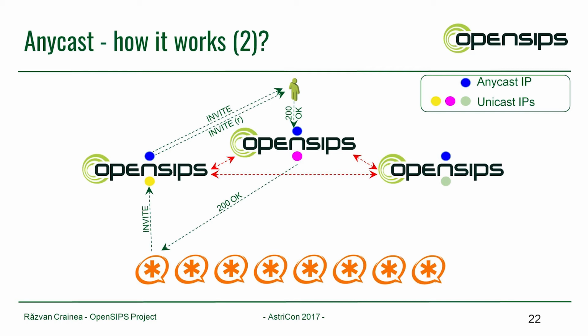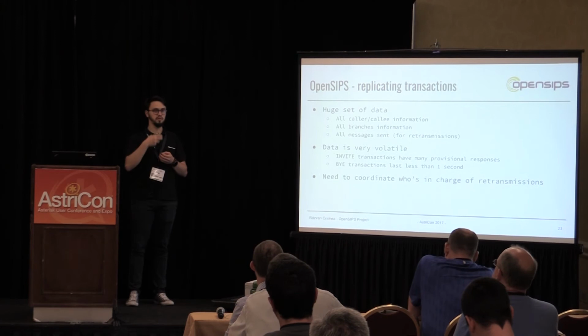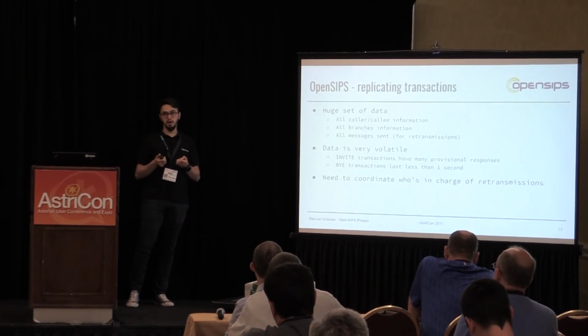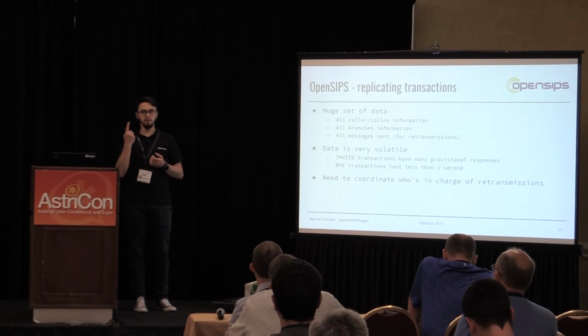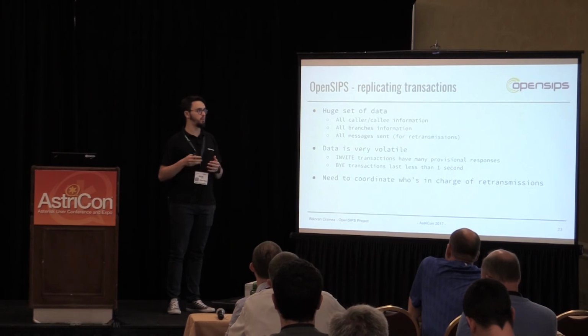However, this is a bit problematic. Why? Because a transaction contains a huge amount of data as opposed to the dialog. For example, you'll have all the caller and call information. You also have that in the dialog, but you have all the branches information. So for example, if you're doing something like parallel forking and you have like 10 destinations, you probably need to store and replicate information from 10 different destinations, as opposed to the dialog. In a dialog, you only have the successful leg, right? So it's way more information.